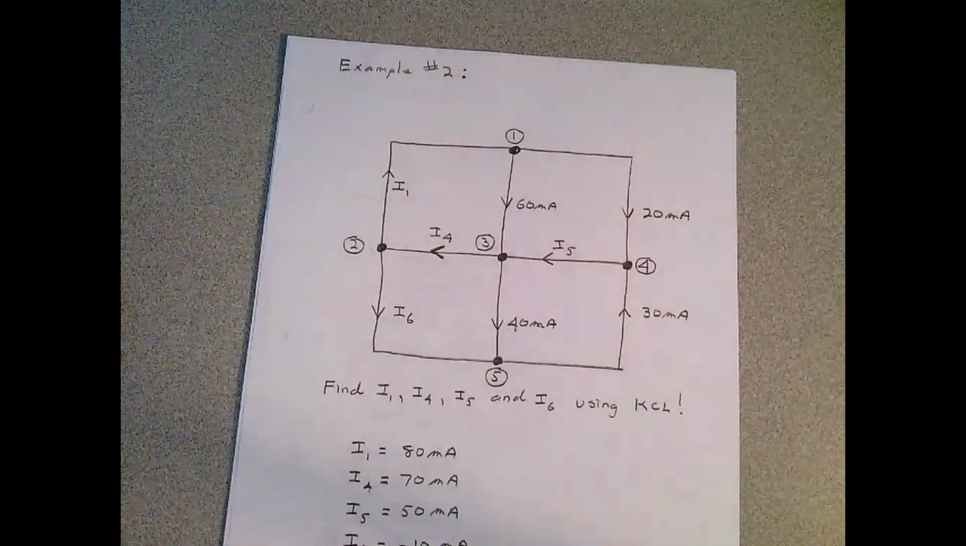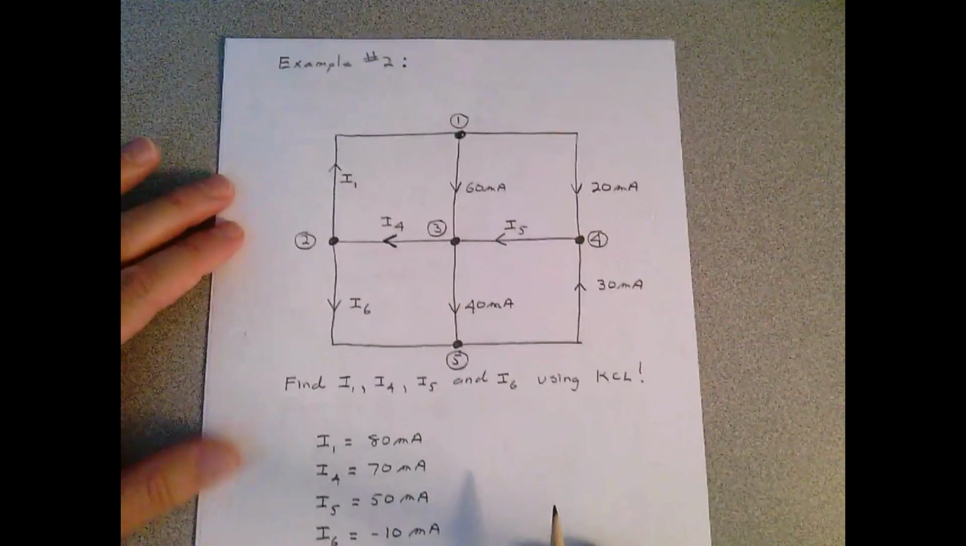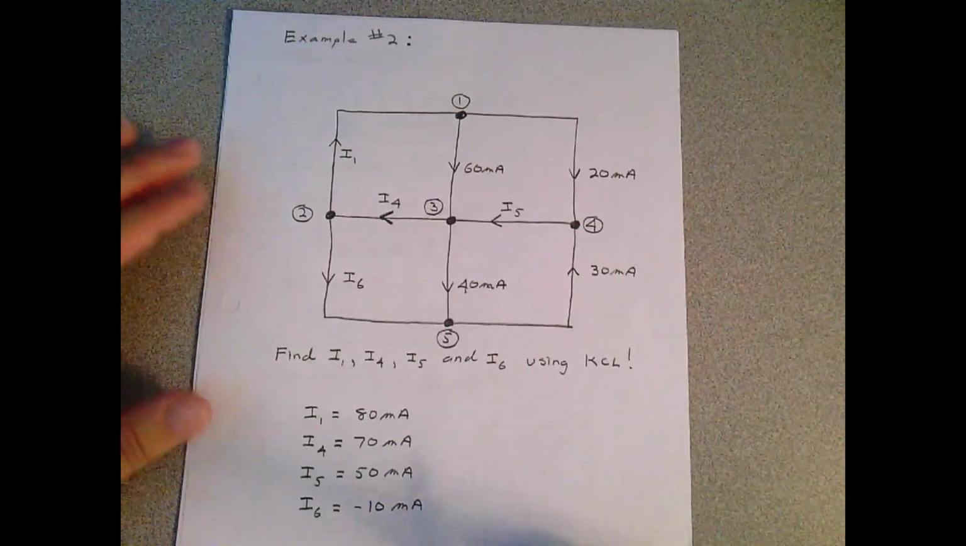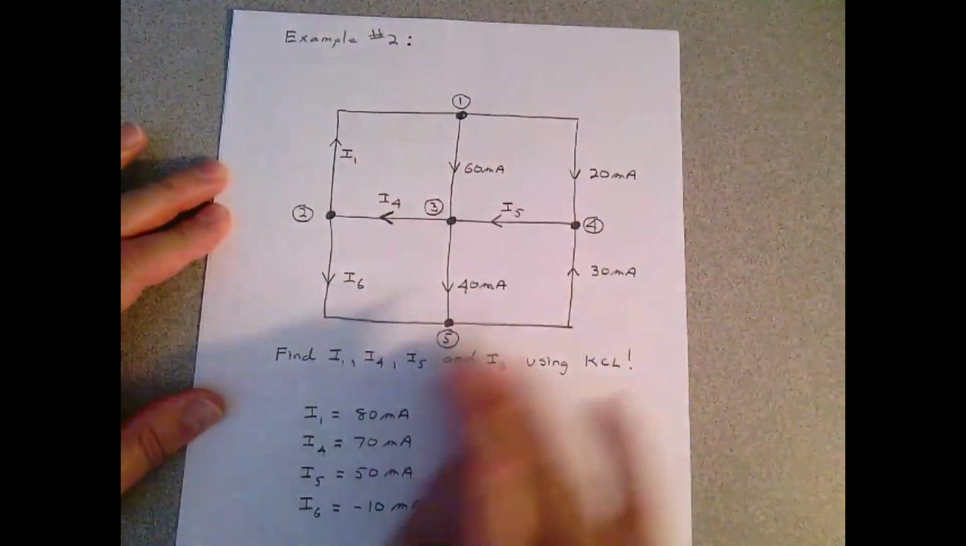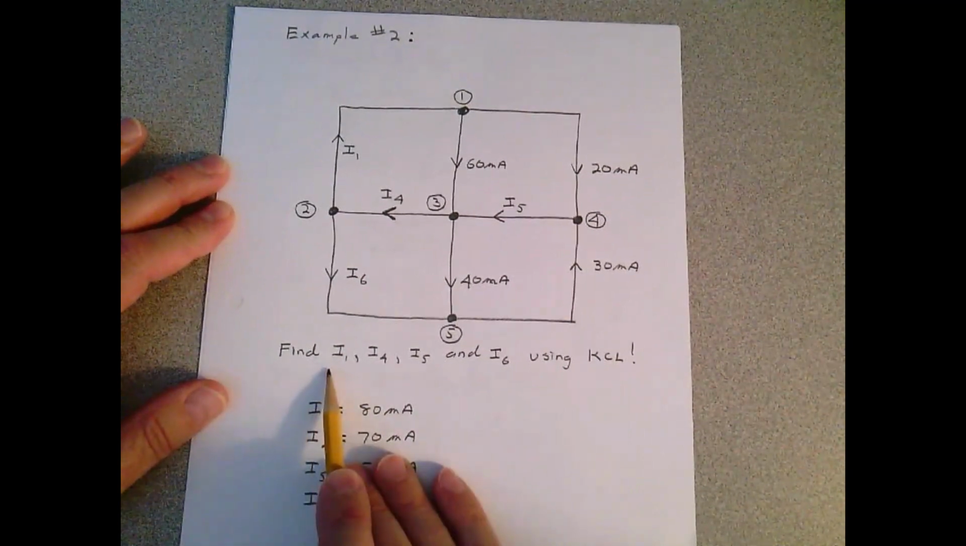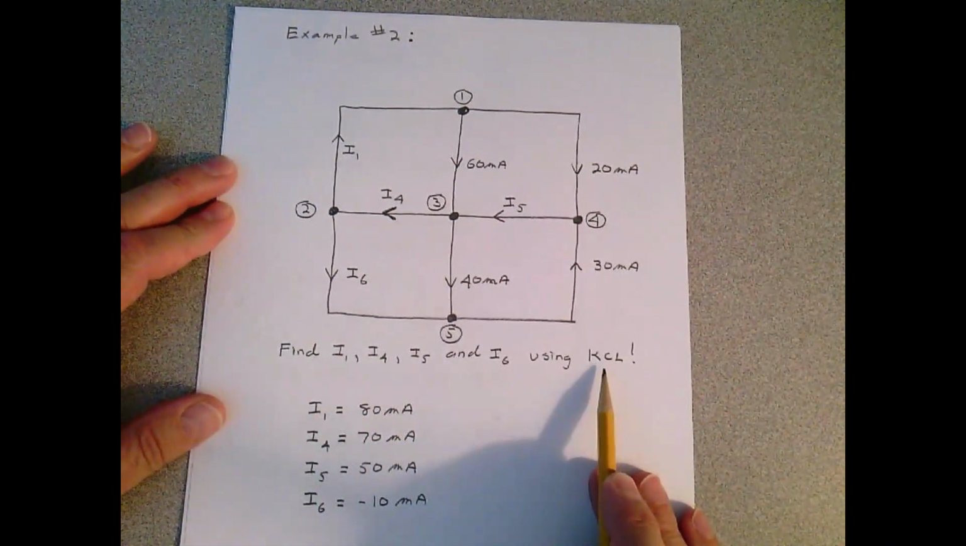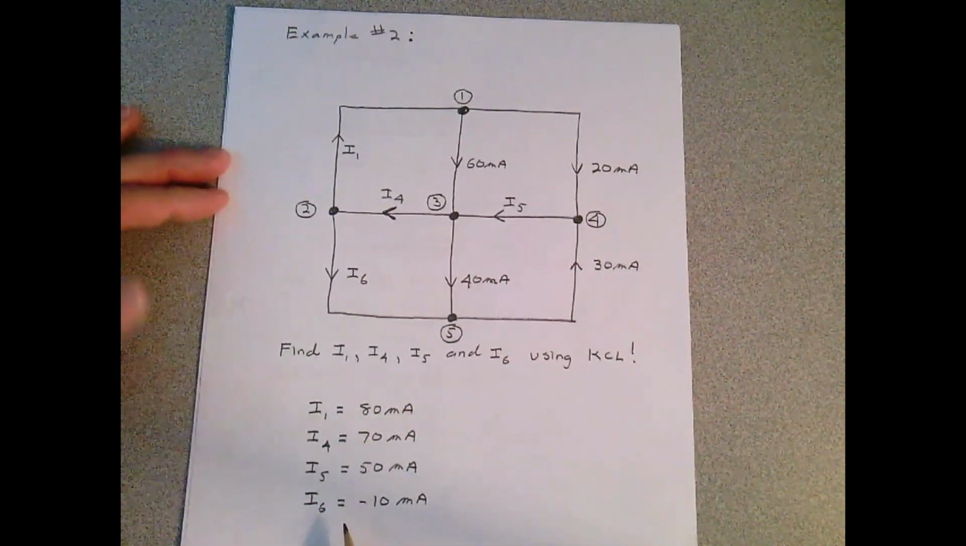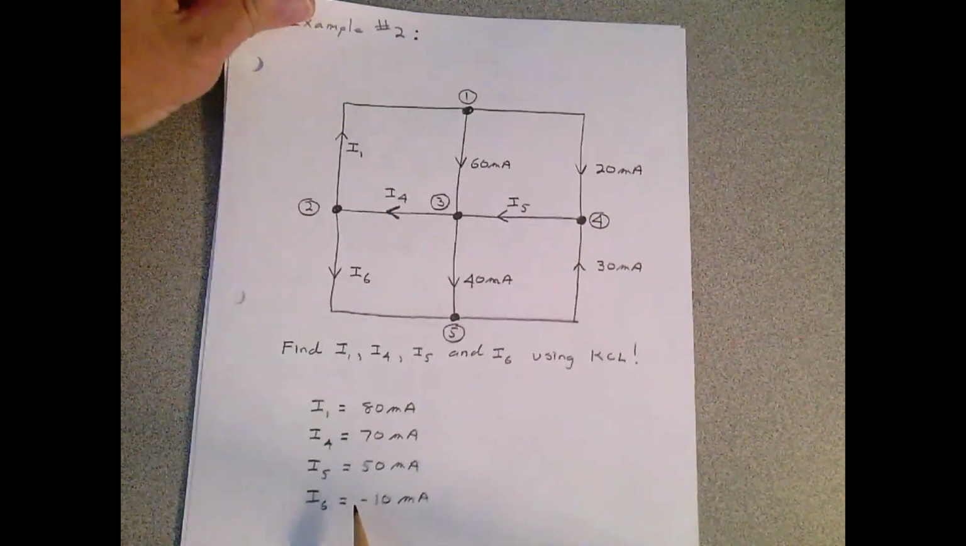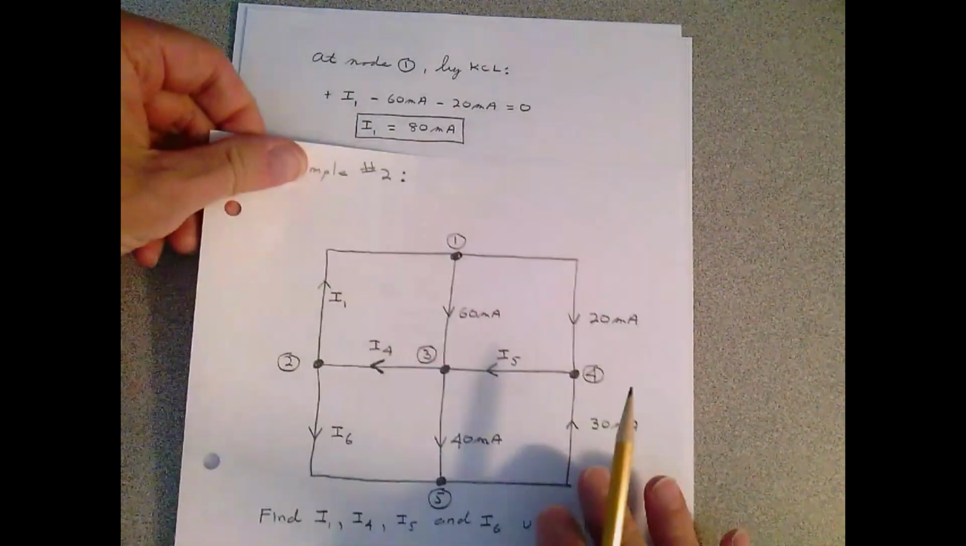Continuing on, let's take a look at example 2. There's another network, and I want you to find I1, I4, I5, and I6 using Kirchhoff's current law. And here are the answers. Let's do a couple of them.